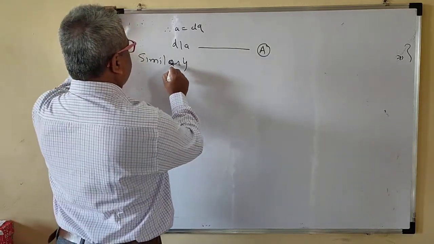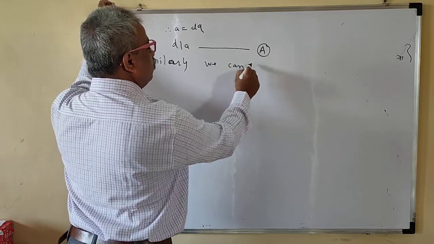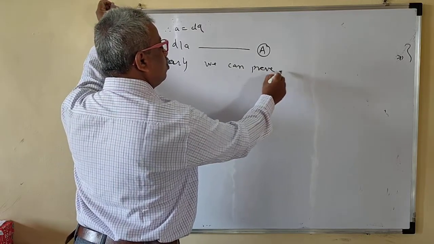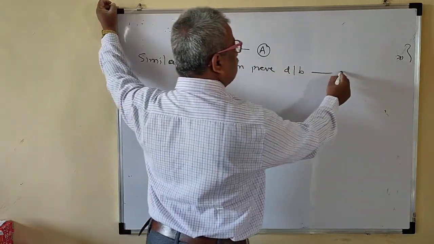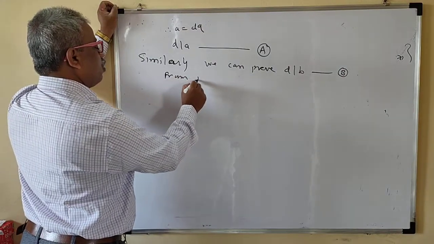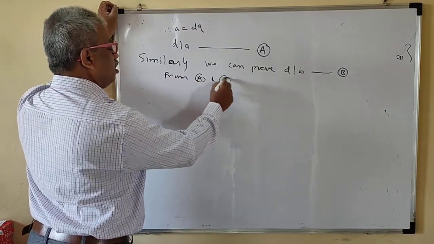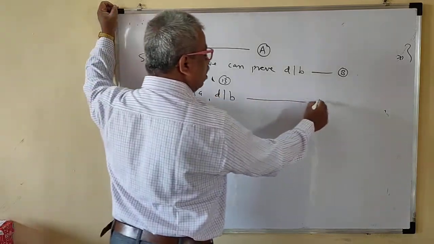Similarly, we can prove d divides b. Okay, so we call this B. So from A and B, d divides a, d divides b. So we call this as 1.